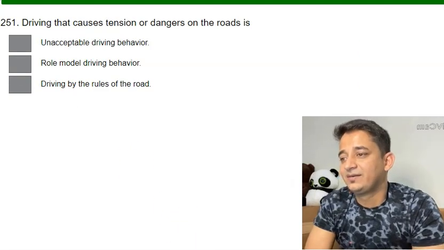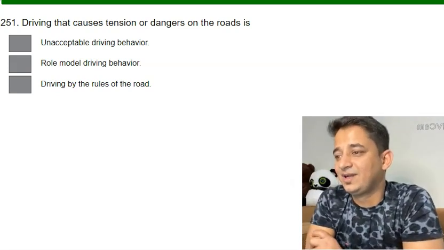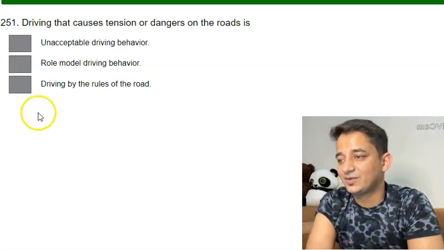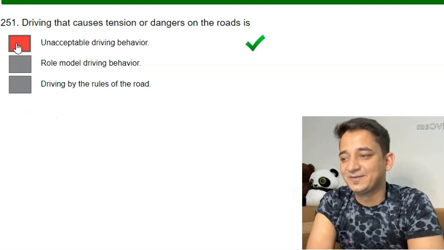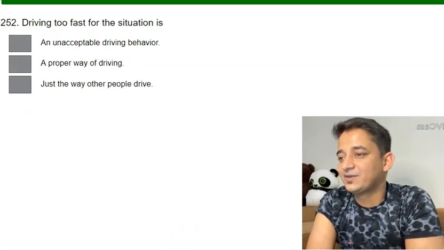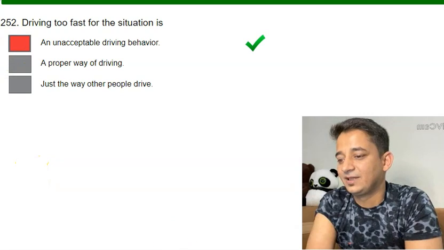Driving that causes tension or danger on the road is unacceptable driving behavior. Role model driving behavior, driving by the rule of the road. So first one, this comes in your first chapter of the theory. Driving too fast for the situation is an unacceptable driving behavior. Yes, that's the right one again.